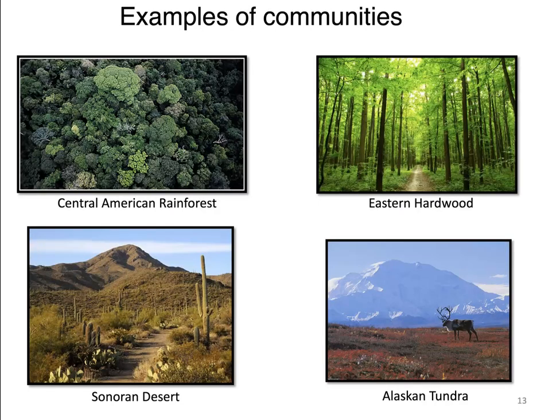So examples of communities might be a Central American rainforest or an Eastern hardwood forest or a Sonoran desert or the Alaskan tundra. In each of these examples, we have species that are typical to this habitat type, and these different species have a long coevolutionary history together.